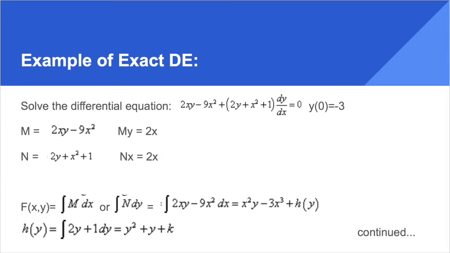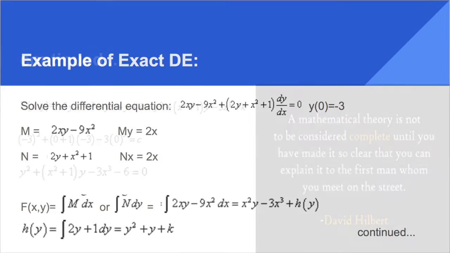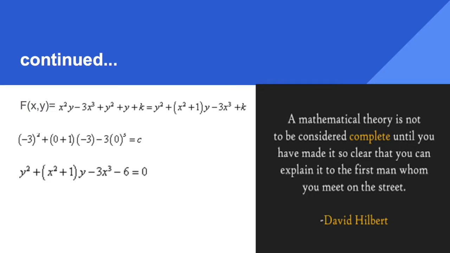Differentiate the function f of x and y with respect to y and set it to N, since they must be equal after all. From that, we can see the differentiation of h of y is equal to 2y plus 1. Integrate it, and we then have h of y equals y squared plus y plus some constant k. The function now is written as shown. However, we are not done yet.